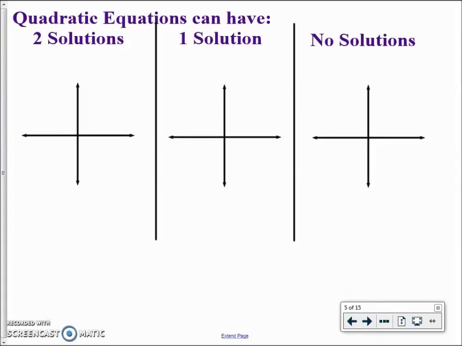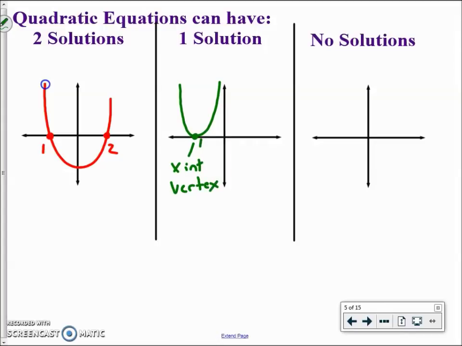Now, before we start solving using the quadratic formula, let's take a quick second to remember about our quadratic equations and how many solutions they can have. A quadratic equation could have two solutions, one x-intercept and a second x-intercept. They can have one intercept, or one solution. This is where the x-intercept and the vertex are the same. And there's a case where we have no solutions. That is when there are no x-intercepts.